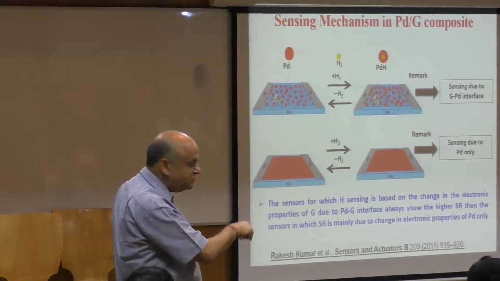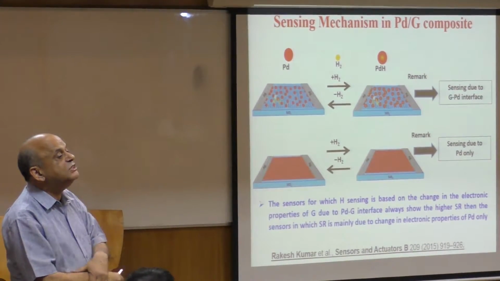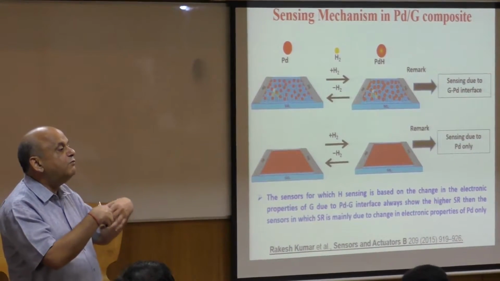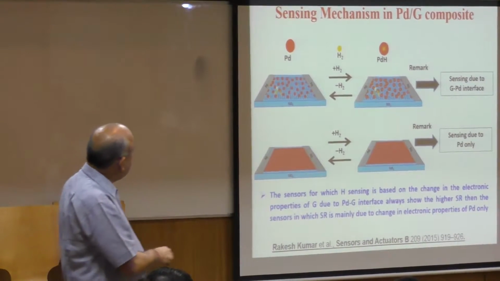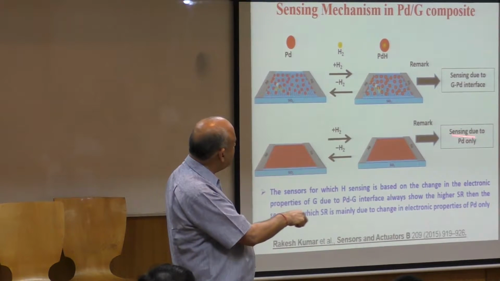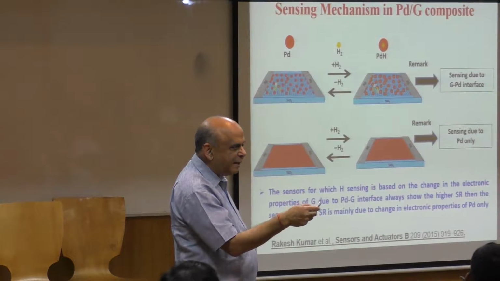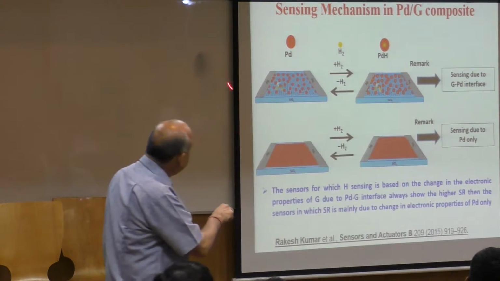On the graphene layer, we have deposited some palladium particles. You can see the palladium particles are not even touching each other. Normally, if the graphene layer was not there, there would not be any response because there is no electrical connection. If the palladium thickness is very large, of course you will have sensing due to palladium, which I discussed. That is very bad because this palladium breaks down after some time. We want to get rid of that problem.